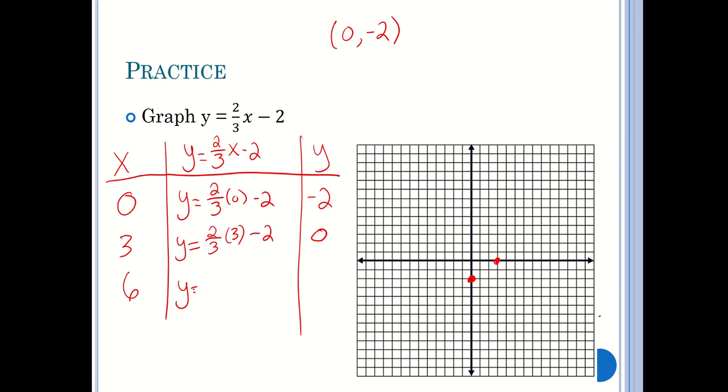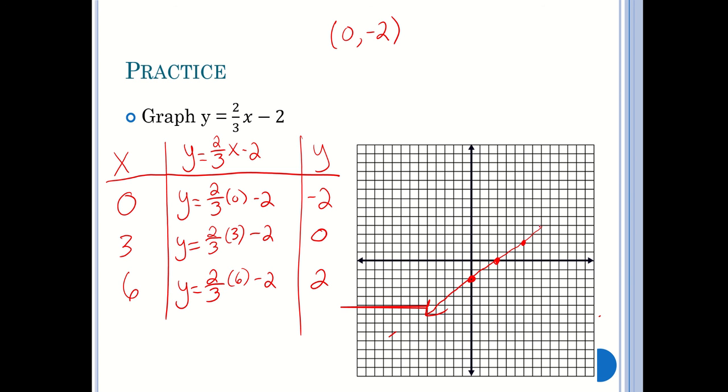6, y equals 2/3. Again, I chose 6 because it's a multiple of my denominator, which is 3. It's going to make my life a little bit easier. I don't have to work with fractions. 6 divided by 3 is 2. 2 times 2 is 4. 4 minus 2 is 2. So we get the ordered pair 6, 2. 1, 2, 3, 4, 5, 6. 1, 2, right there.